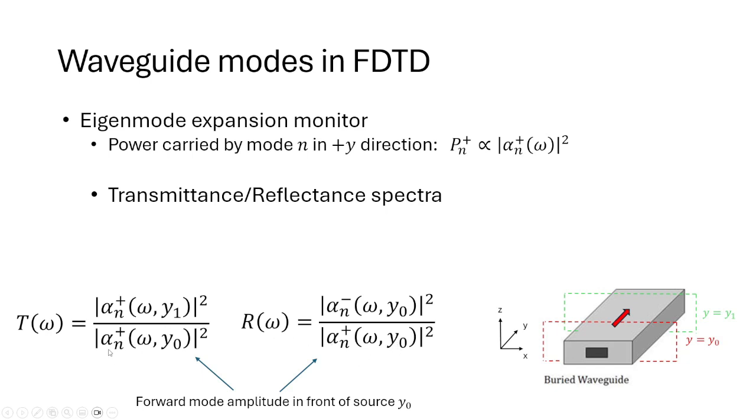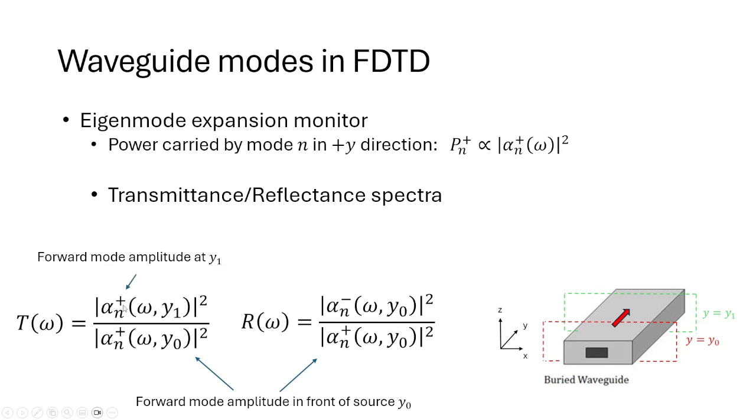So notice here that the denominator for both of these expressions is the same thing. It's just what is the mode amplitude traveling in the forward direction right after the source. And then for the transmittance, we just need to know the mode amplitude that is transmitted through our system at some point y1. And for the reflectance, we just need to know what's the backward traveling mode at that y0 point.